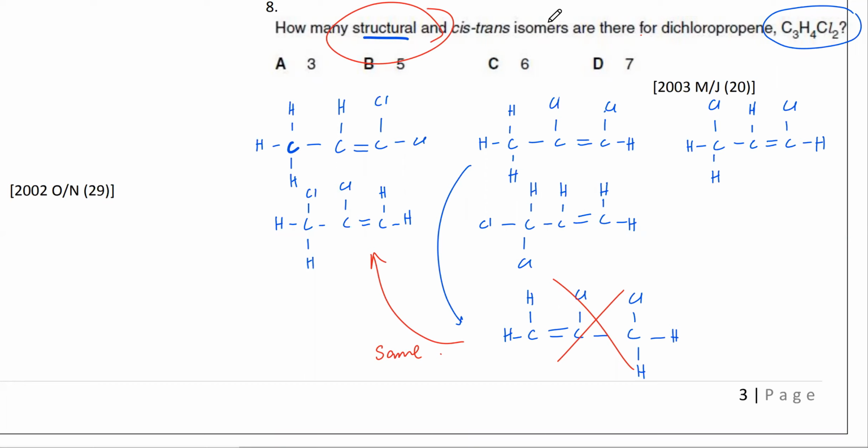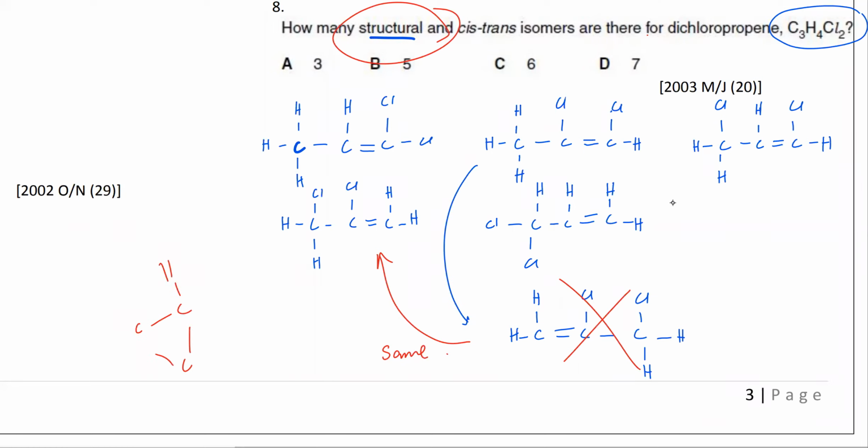Just one. How many structural isomers and cis trans isomers are there for dichloropropene? Can you make a cyclic? I mean, you should be able to make a cyclic. Actually, there's this issue with this question, I think. Just a second. 3 carbon atoms in a row. So 4 H's and 2 Cl's, right? So you can make that.